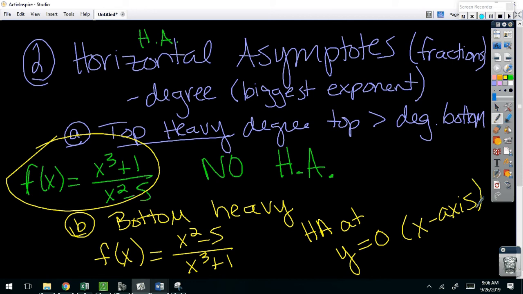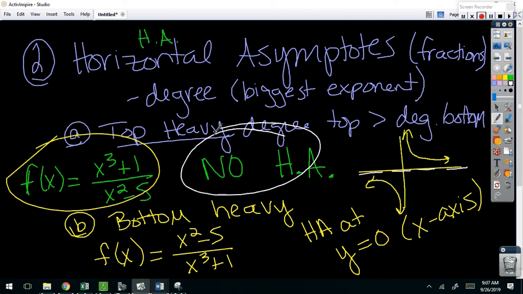So remember we did several functions that did this, okay? This is the x-axis. If it's bottom heavy, you'll have an asymptote right there. Then there's no asymptote at all. No horizontal asymptote. You could have a vertical, but no horizontal. So it looks like that.